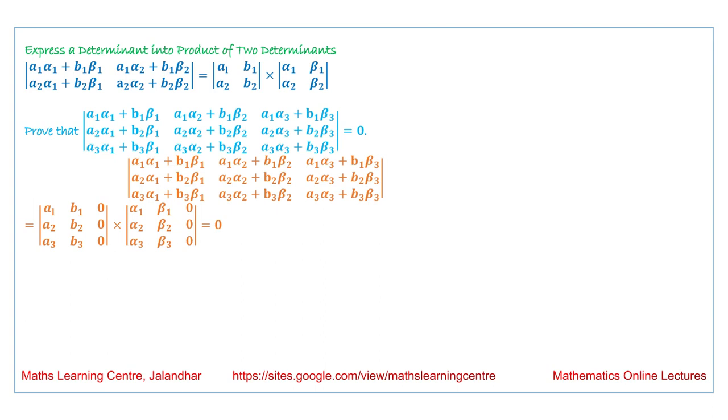The next result is to express a determinant as a product of two determinants. This is just the previous formula that we have already studied. This is one determinant given to us, and this is the second determinant given to us. If we take the product of these two determinants, we will obtain the answer in this form.